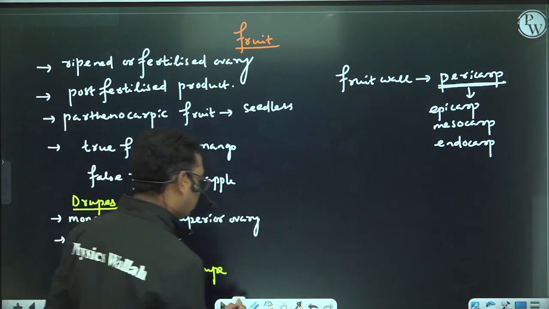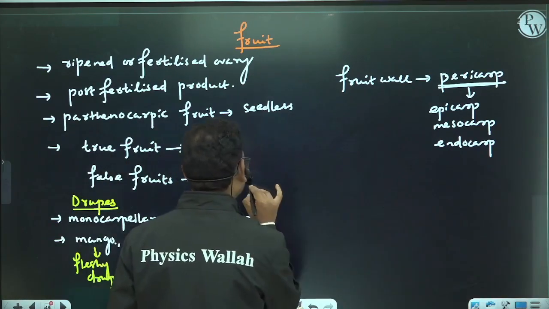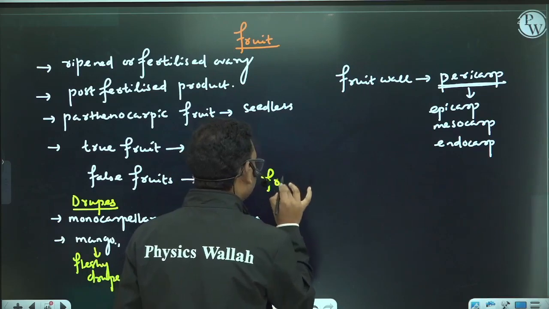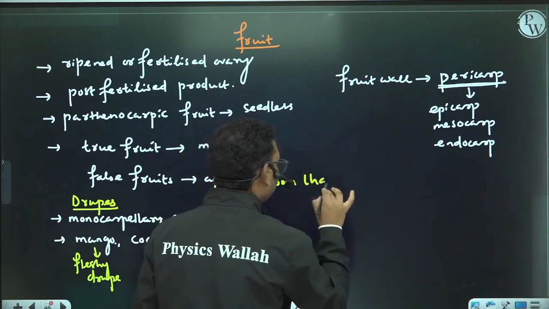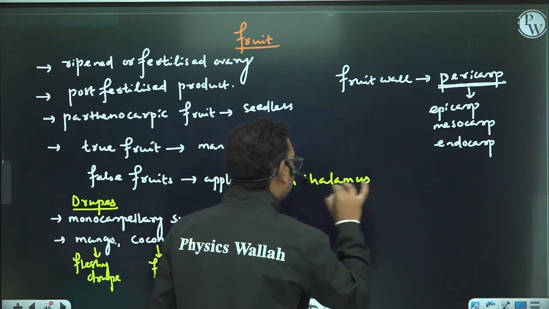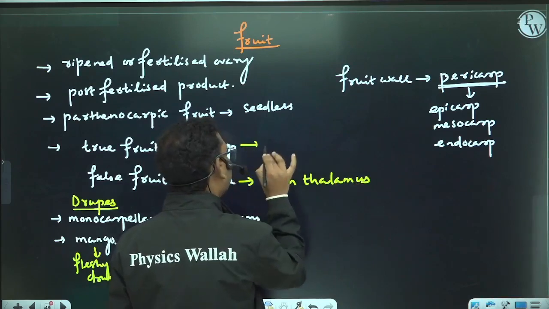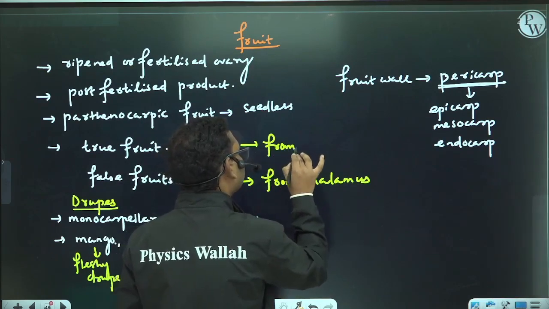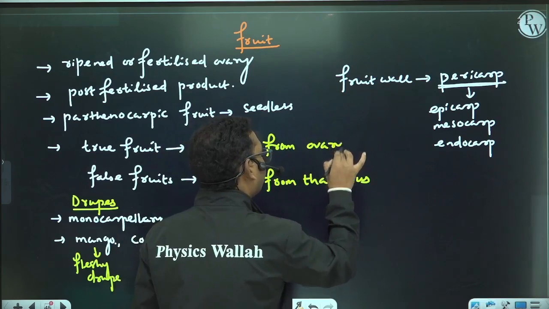Okay, so let me write here. In case of apple, the fruit develops from thalamus. And here the fruit develops from what? The fruit develops from ovary.